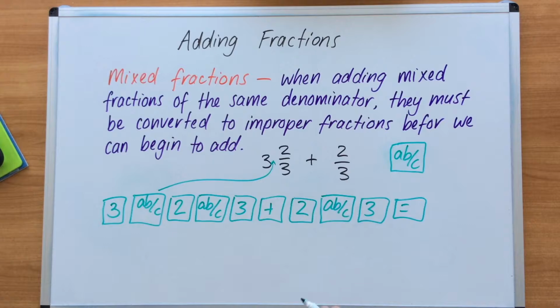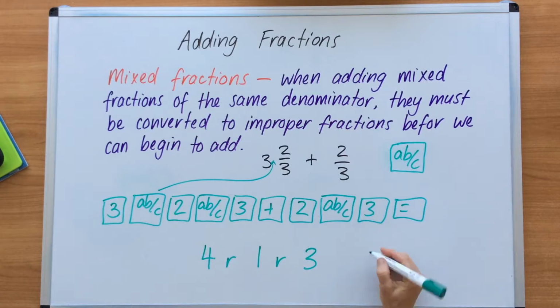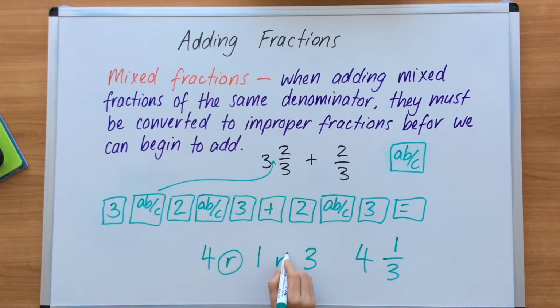and you will end up with an answer that looks like this on your calculator. 4R1R3. Okay? And this R really means like a fraction line. But because you have 3 numbers, it's really meaning you've got 4 whole numbers and 1/3. Okay? So this little R will separate numbers and also fraction lines.